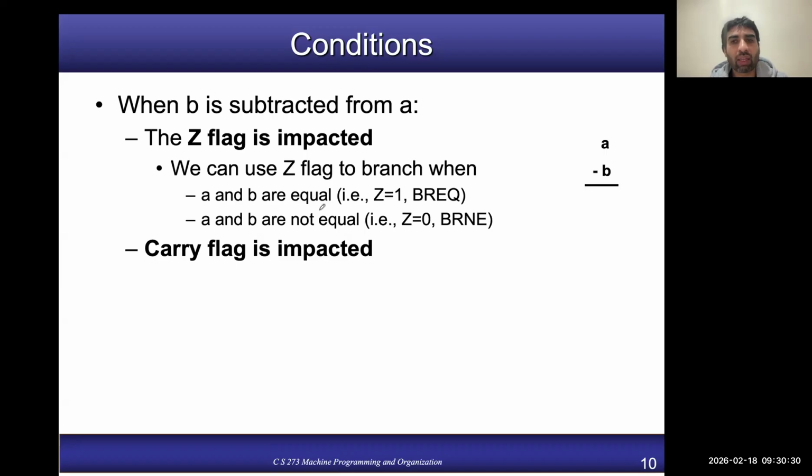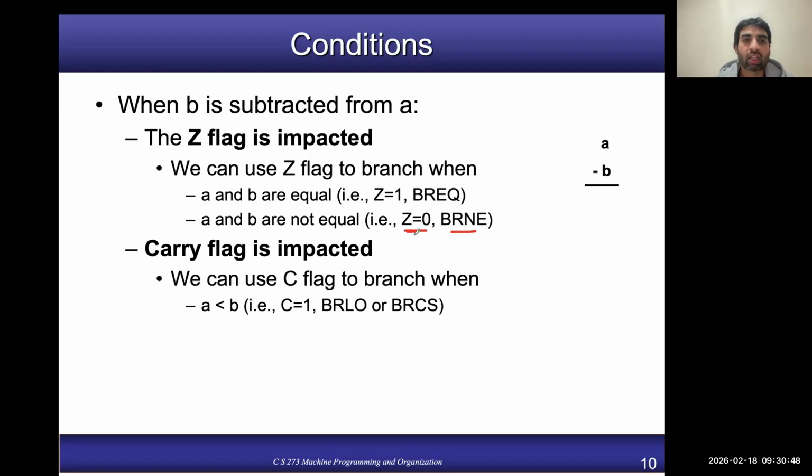Or we can say, okay, branch when A and B are not equal. So we will use the branch not equal instruction, which under the hood checks the value of the Z flag for a value of 0. If it is equal to 0, then the branch will be taken. Another option is to take the branch when A is lower than B. Then we can use the branch low instruction, or branch if carry is set. Let's forget about this carry set for now. So we can use the branch low instruction.